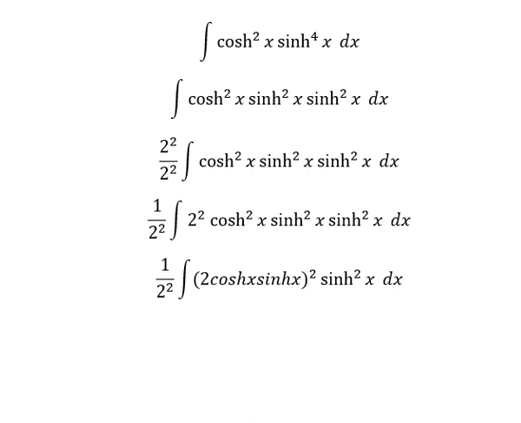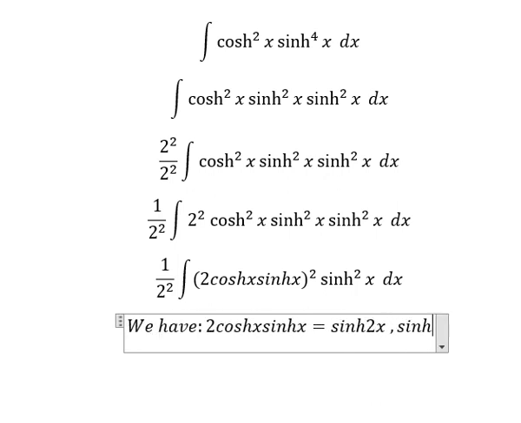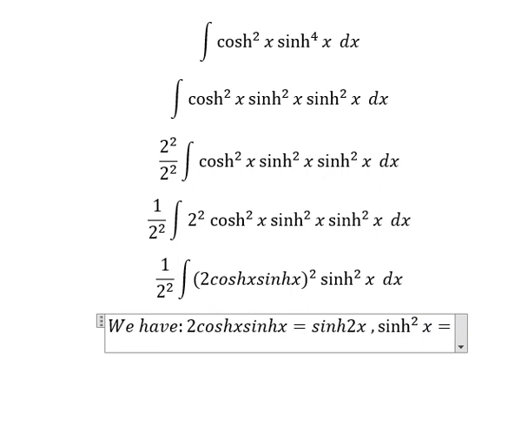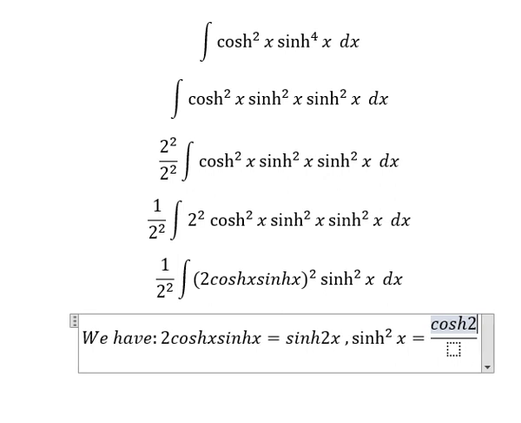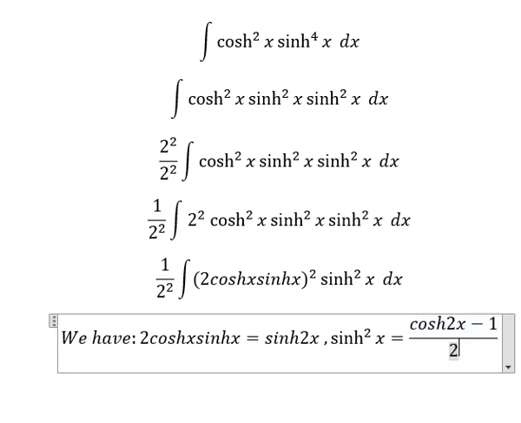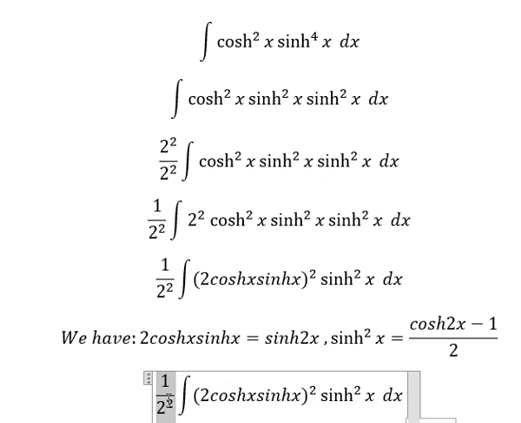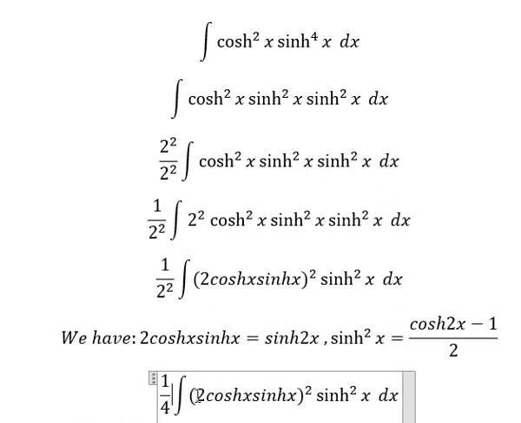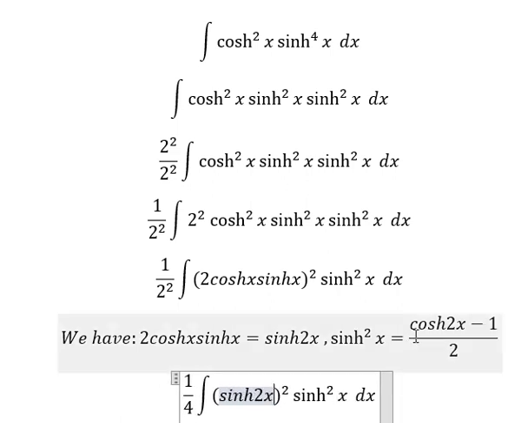Next, we have the formula in here. 2 cosh s sinh s we change for sinh 2s. The next one, sinh s square, we have cosh 2s minus 1 over 2. So this one we have 1 over 4. This one we change for sinh 2s. This one we change for this one.